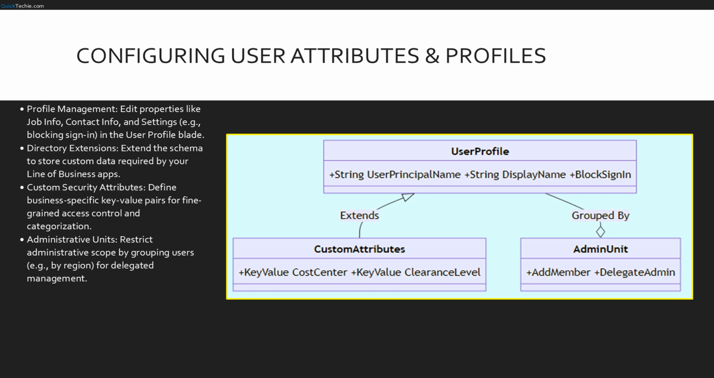This allows you to delegate administration, for example, letting a regional help desk manage only the users in their specific unit. This class diagram visualizes the structure of a configured user. The core user profile contains standard data like UPN and methods like block sign-in. We see custom attributes extending this profile, allowing you to attach specific business data like cost centers or clearance levels. On the right, the admin unit aggregates these user profiles, visualizing how you can group distinct sets of users to apply delegated administrative permissions specifically to them.